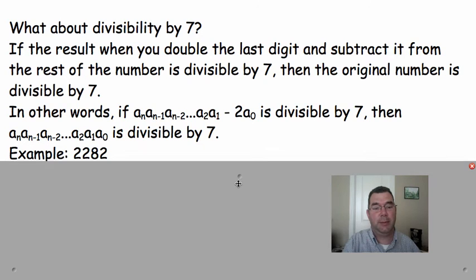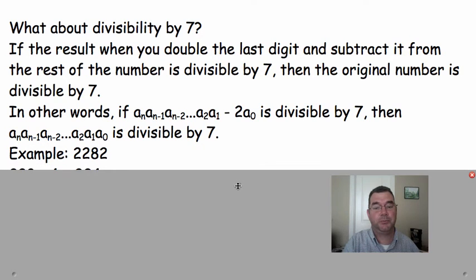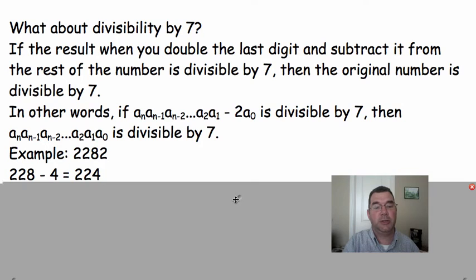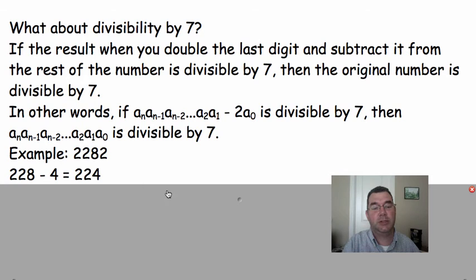Okay, so let me give you an example of that, like 2282. What I'm going to do is take this 2 that's at the end and double it, and that's going to be 4. And I'm going to subtract that from the rest of this number, which is 228. So 228 minus 4 is 224.